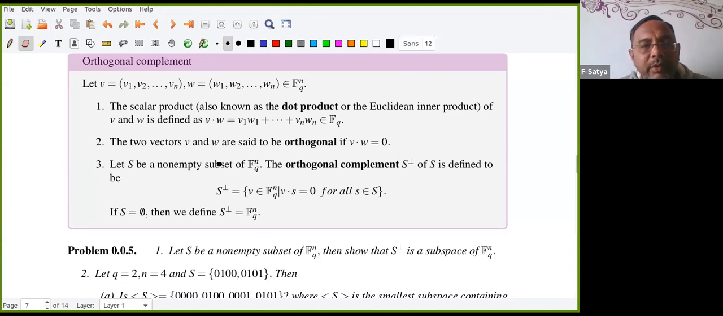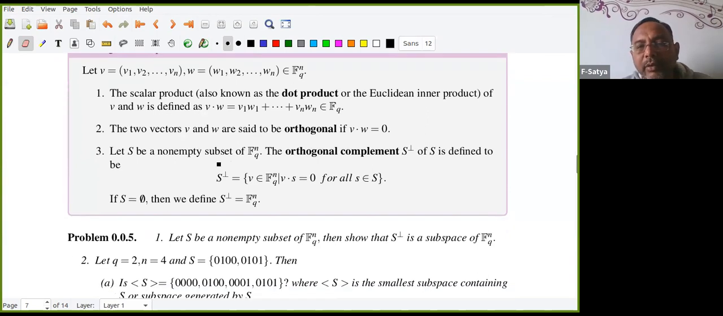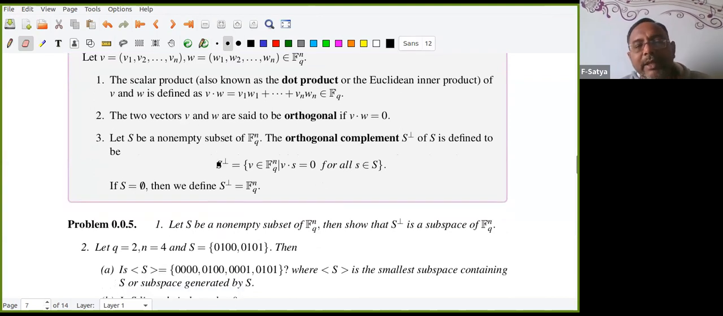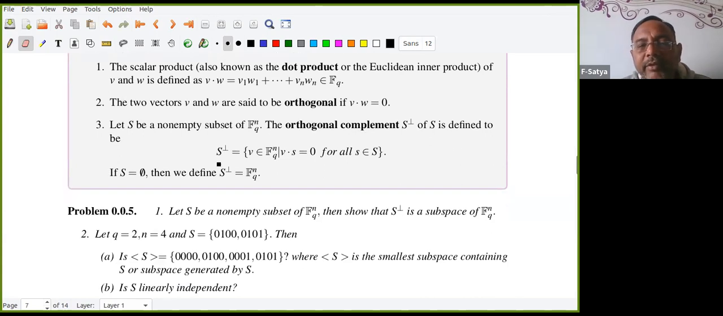So we have two code words: scalar product or dot product. You know, correct? Euclidean angular product. Now two vectors are orthogonal, you know, when the dot product equals 0. Now let S be any non-empty subset of F_q to the power n. The orthogonal complement, denoted S perp, is the set of all words v such that v dot s equals 0 for all s in S, correct? If S is empty, then S perp we define it like that.